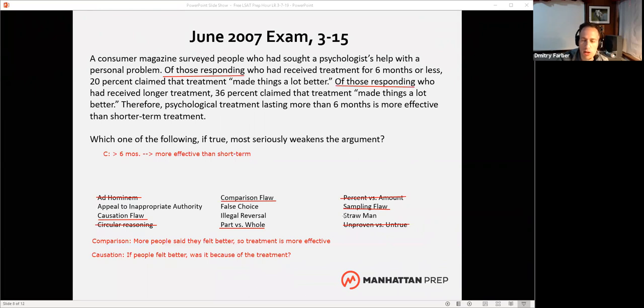Okay. There's no straw man. They don't attack an argument that's not there. They don't attack anything. It's not an illegal reversal. It's not a false choice, as we said. And there's no appeal to any kind of authority, appropriate or otherwise. So I would say, depending on how you're looking at it, it could be any of the others.